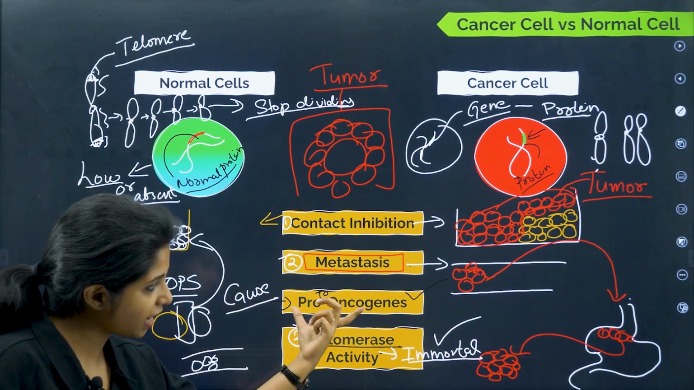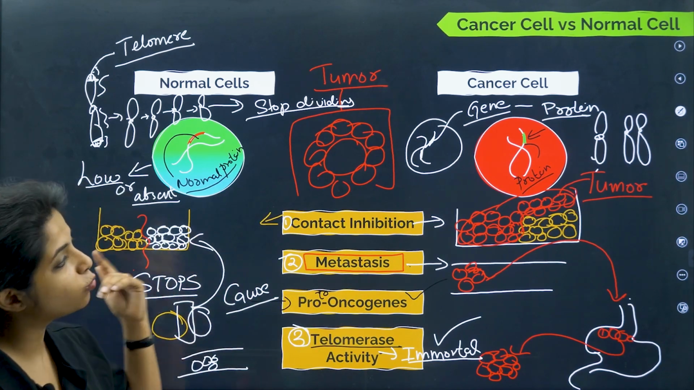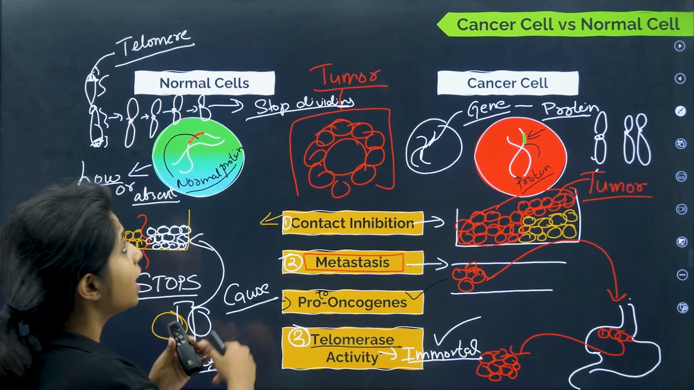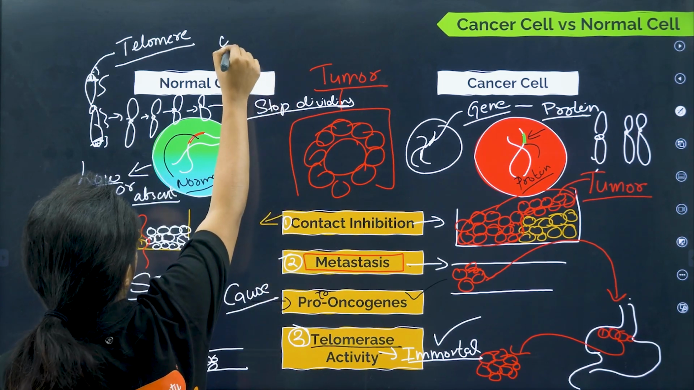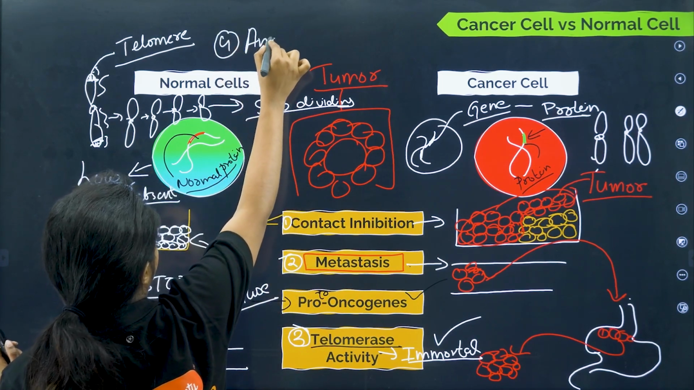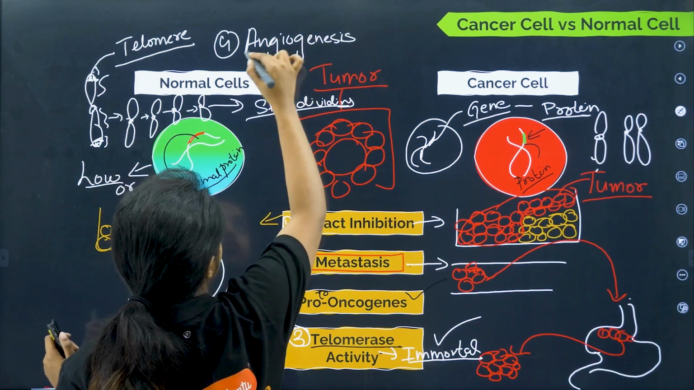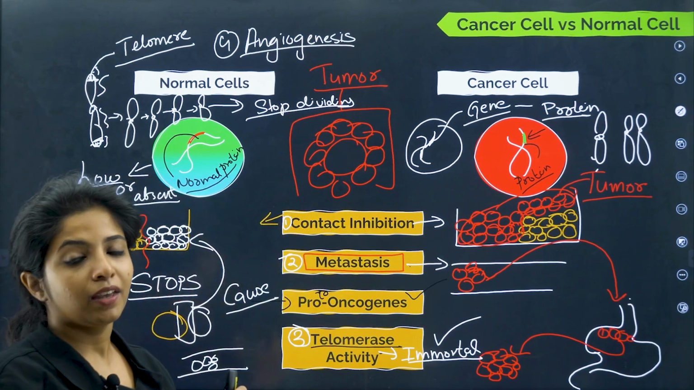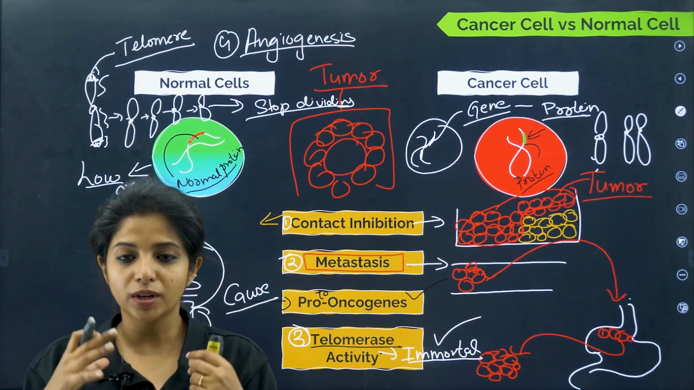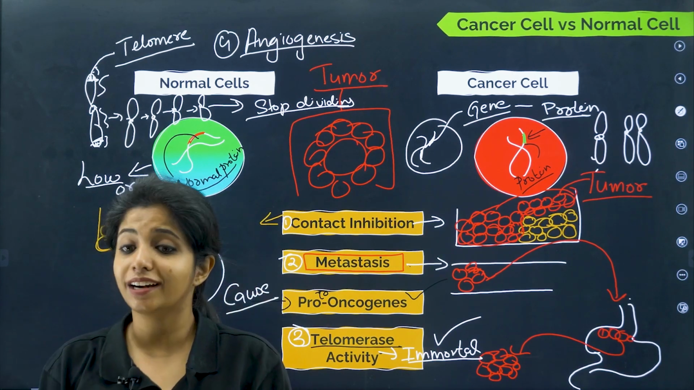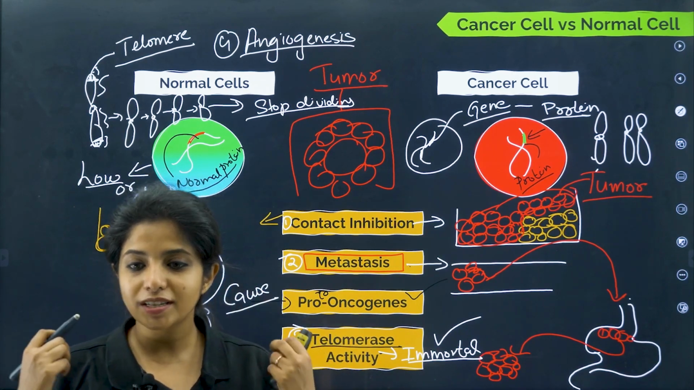Now, since I am going to exclude this point, I am going to add one new point for you guys, and that is angiogenesis. So the fourth point will be angiogenesis. What do you mean by that? When you say angioplasty, angiography, everything has to do something with your blood vessels or your heart and things like that. Similarly, I am going to say something over here.